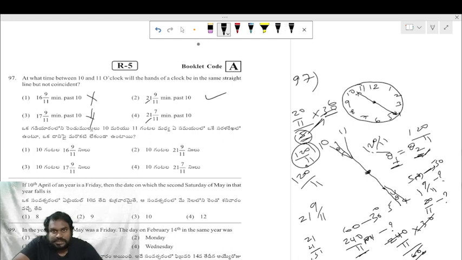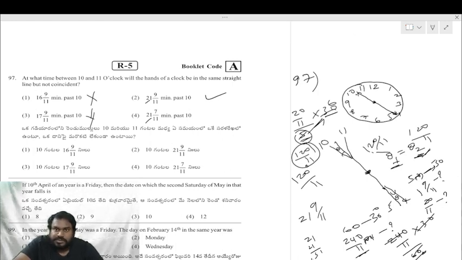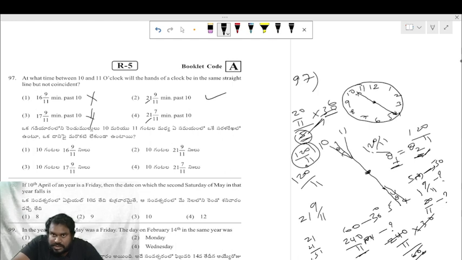Options you can calculate. There is a formula also, but you don't have to remember that. Just understand the angle. Just imagine. The clock problems will be done on imagination only most of the times.